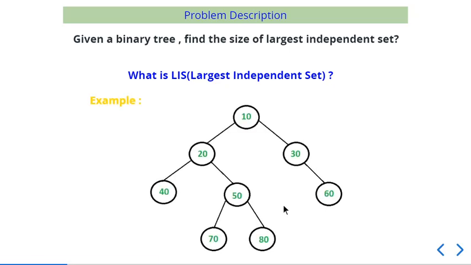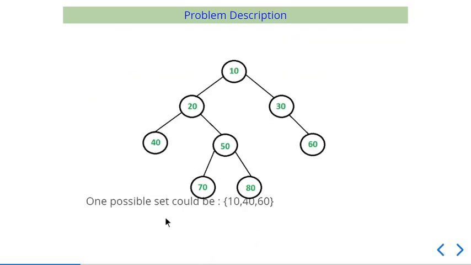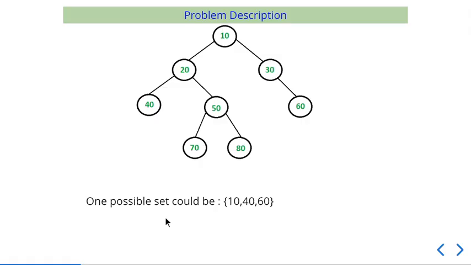So ये एक binary tree given है हमारे पास. So we have multiple nodes in it, and we need to find the largest independent set. One independent set could be, I'm not saying largest, one independent set could be 10, 40 and 60. It could be one possible set because we can see that there is no direct edge between them. We have an edge from 10 to 20, and then an edge from 20 to 40, but we do not have a direct edge from 10 to 40 or 40 to 60. So in any of these three nodes we do not have a direct edge.